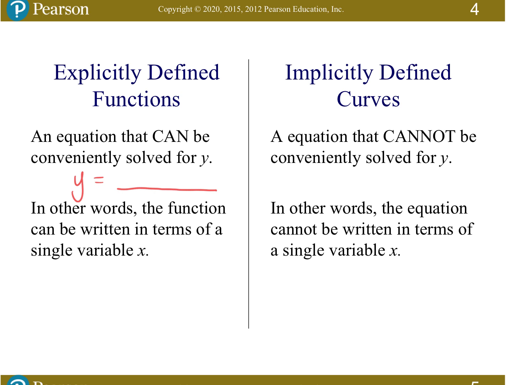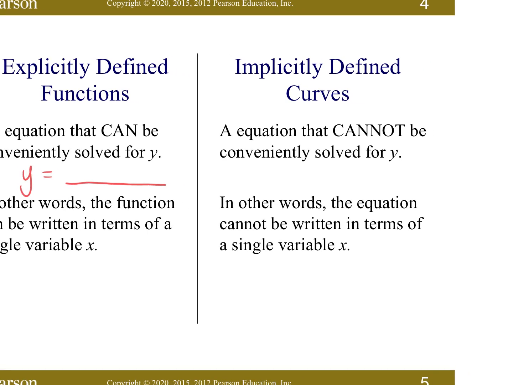But what if you can't solve for y equals? What if you can't get y by itself? That's called an implicit. And it's not a function anymore necessarily. It is a curve. What's the difference between a function and a curve? Go ahead, Noah. Okay, a function passes the vertical line test and a curve may or may not. It might. It's not guaranteed. But it's not guaranteed, okay?